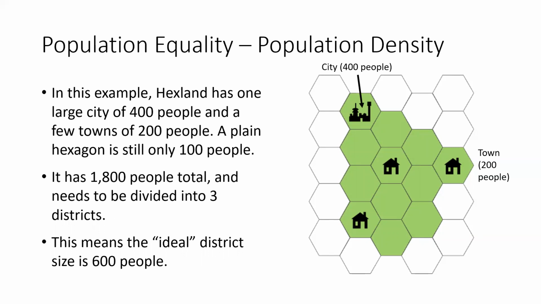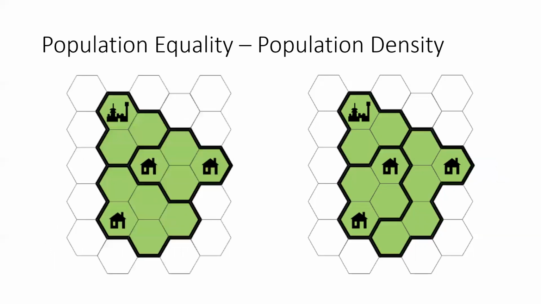And in this version of Hexland, we actually have a large city that has 400 people in that hexagon. And we have a couple of smaller towns that have 200 people. But the plain hexagons still have 100 people in them. Now, our total population for Hexland is 1,800 people, and we're going to split it up into 3 districts again, which means our ideal district size is 600 people per district. And we need to draw those districts knowing that some of the hexagons have a different amount of people than other hexagons. So here I've given a couple examples of what those districts might look like.